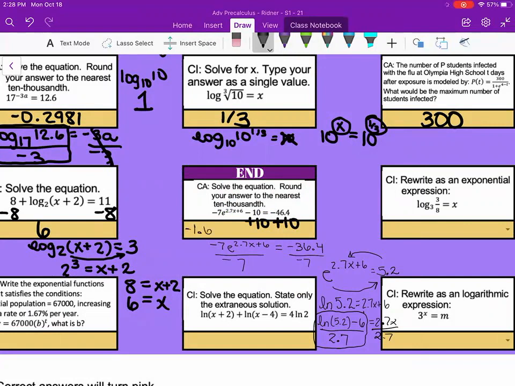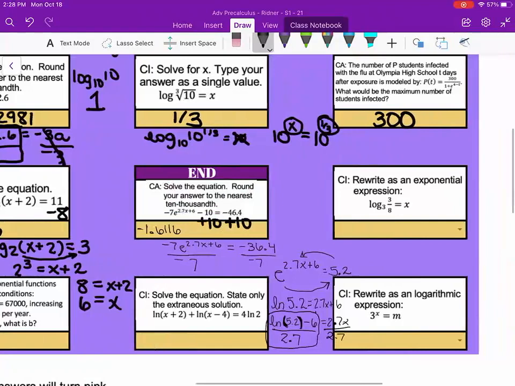negative 1.6116. If you get that, that is correct. Again, make sure to use those parentheses there because the ln of 5.2 ends. You find a number for that, then you subtract 6 and divide. All right, next problem.